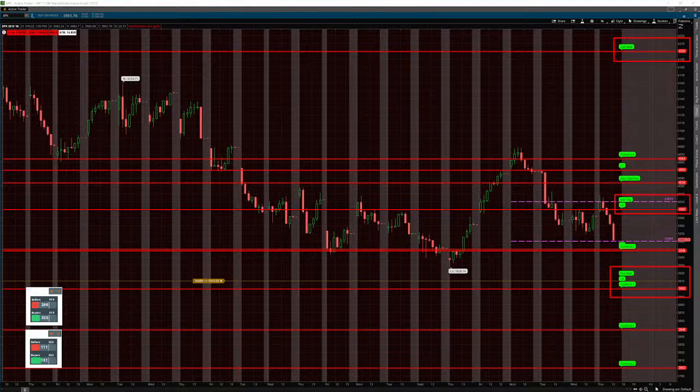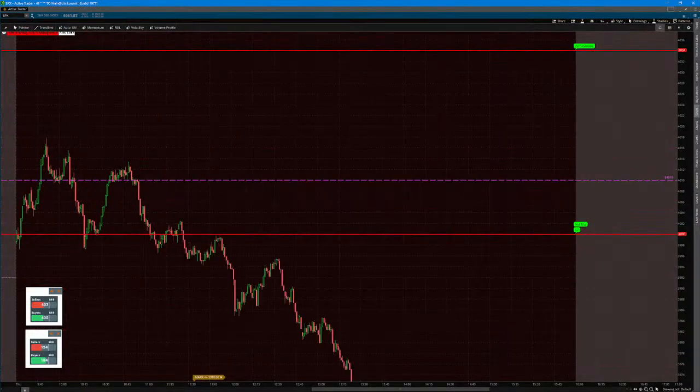And now let's take a look at a shorter time frame. Again, just focusing on a simple chart of price and key levels.